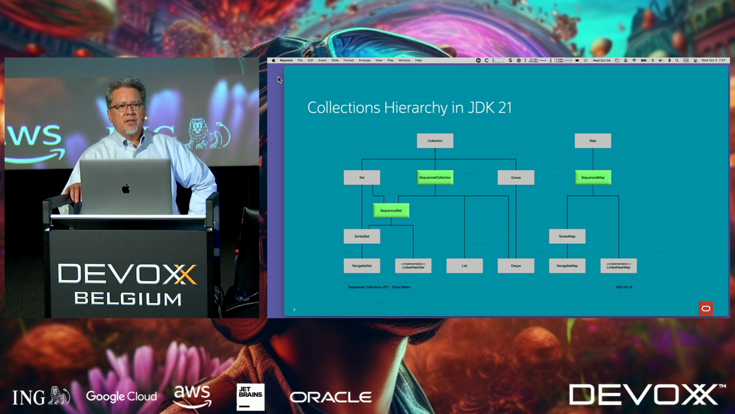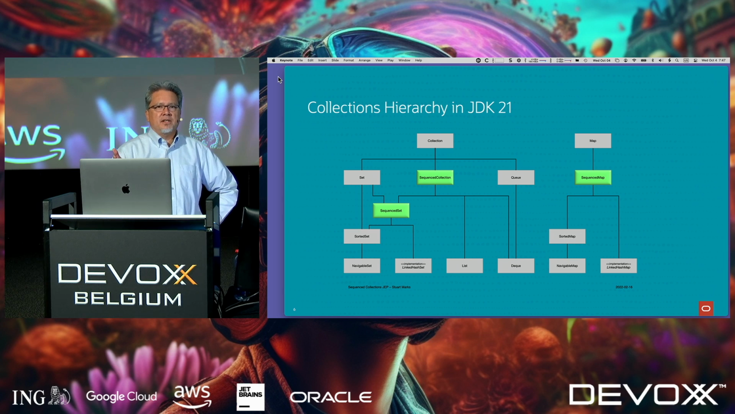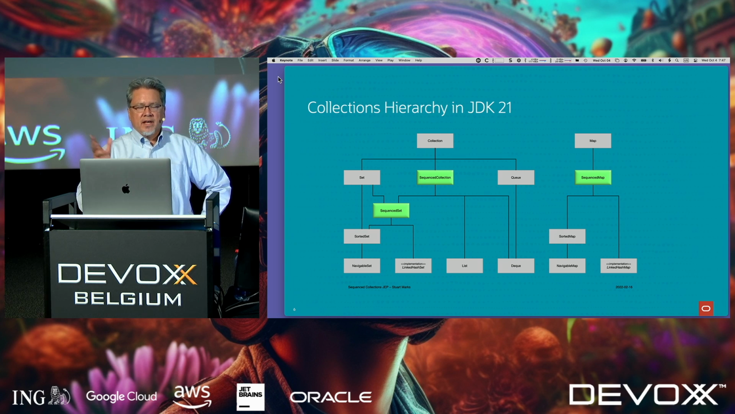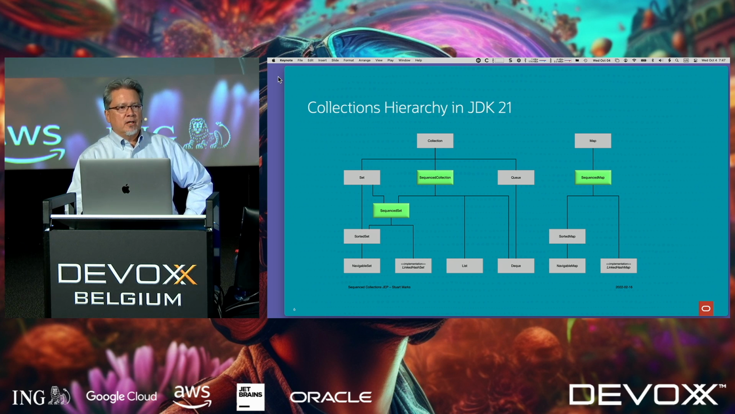And then sequenced map doesn't have quite the same reach, but it has the same concepts in it: the ability to add, remove, and get map entries at both ends, and also provide a reversed view. And that applies to sorted map, navigable map, and linked hash map.